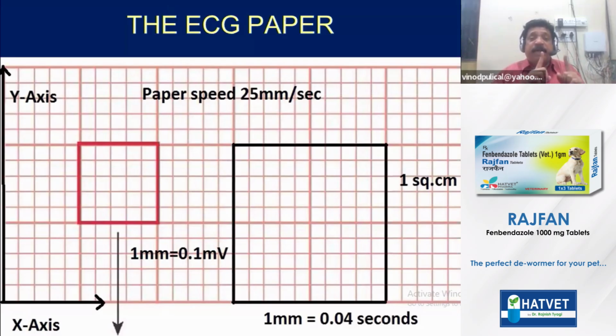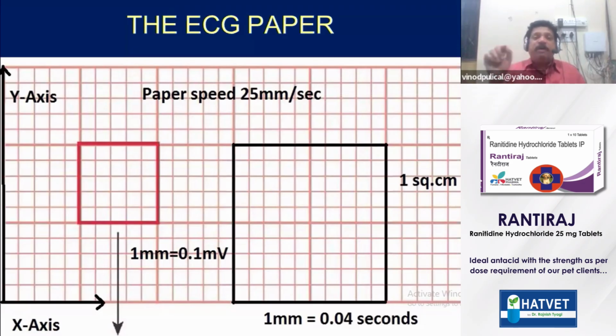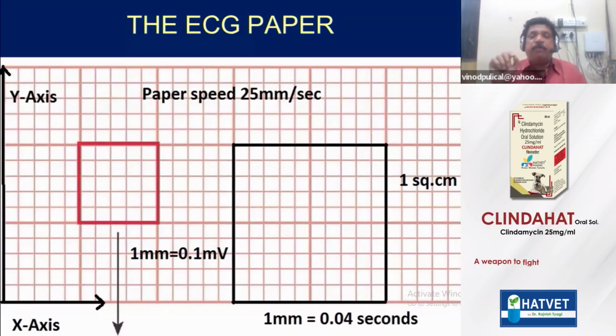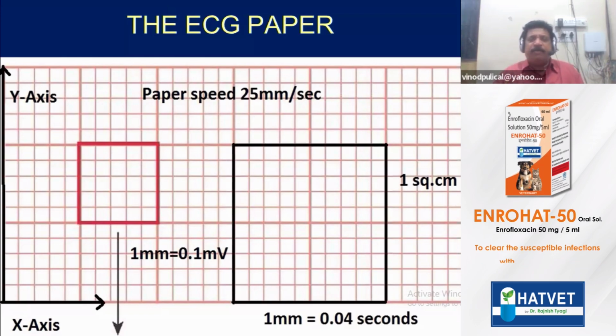So how much time will it take for one small box to pass through? That is 1 millimeter, one small box, to pass through. 1 divided by 25, which is 0.04 seconds. It's very easy. So for one small box, the x-axis is 0.04 seconds, and in the y-axis it is 0.1 millivolt.